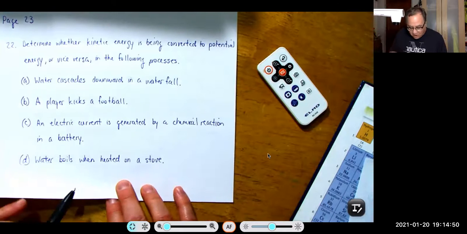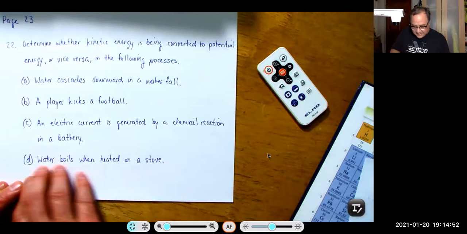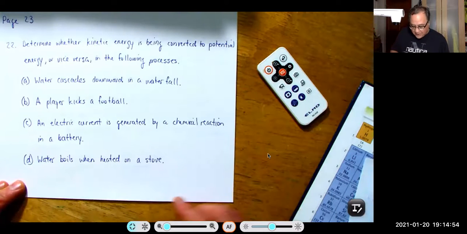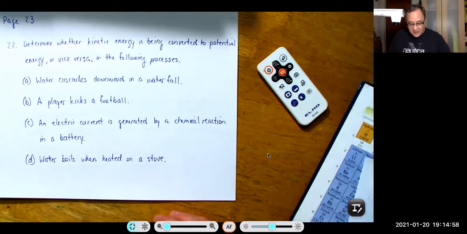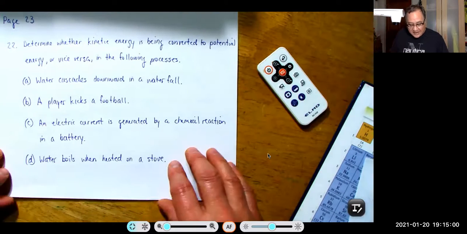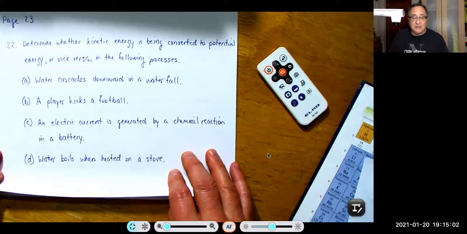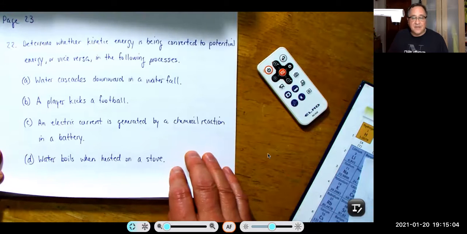So all of this looks like kinetic energy to me. The water boiling, heat. I'm not sure where potential is. So I would say this is a kinetic energy being turned into another type of kinetic energy. Capiche?